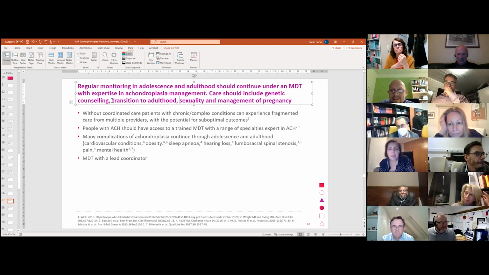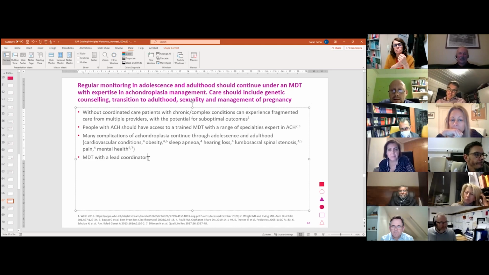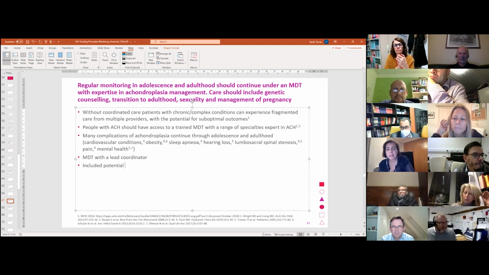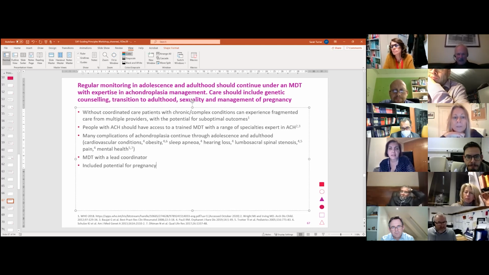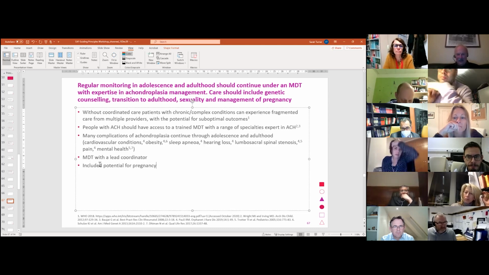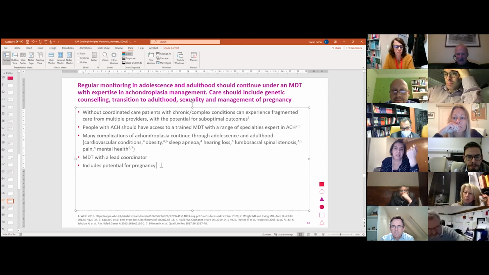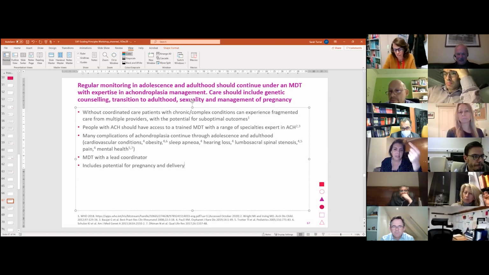I don't know if it is important to also emphasize the prevention of obesity, because it's a real problem in achondroplasia. Prevention of what did you say? Obesity. Yeah. I think one important point is I had the clinic yesterday, and after this COVID-19 period, children are more obese.